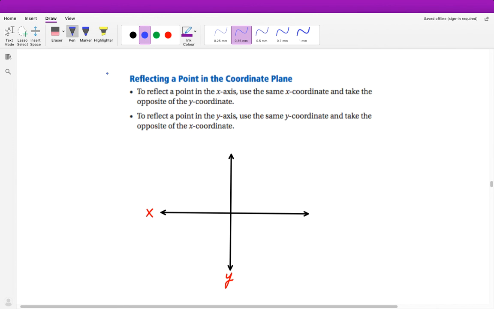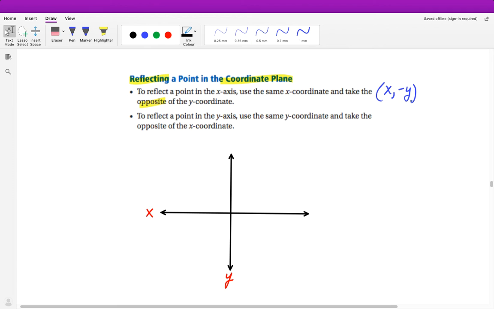All right, so now we're going to talk about what it means to reflect. We're reflecting a point in the coordinate plane. To reflect a point in the x-axis, you use the same x-coordinate and you take the opposite of the y-coordinate, meaning that we're going to make it negative. So when we're reflecting around the x-axis, it will be x, -y.